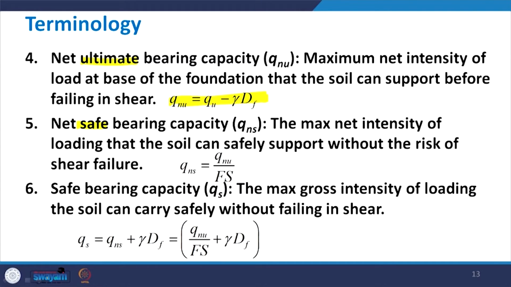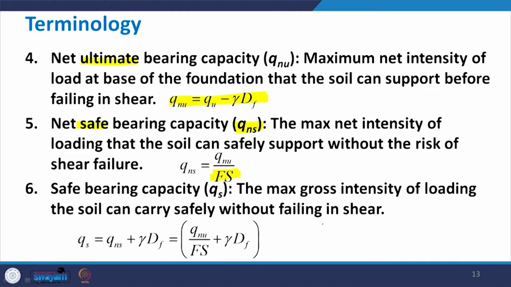Once we say safe, then we need to divide the value of QNU, which has been obtained earlier, by a factor of safety Fs. Once we divide by this factor of safety Fs, we get the value of QNS, and naturally the factor of safety cannot be less than 1. Typically for foundations it is taken between 2.5 and 3. Without earthquake, the minimum recommended factor of safety is 2.5, but while considering earthquake load the value of factor of safety may get reduced.